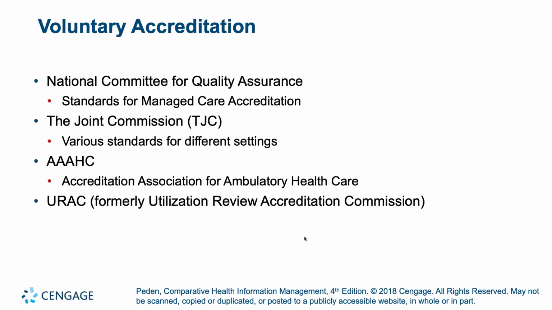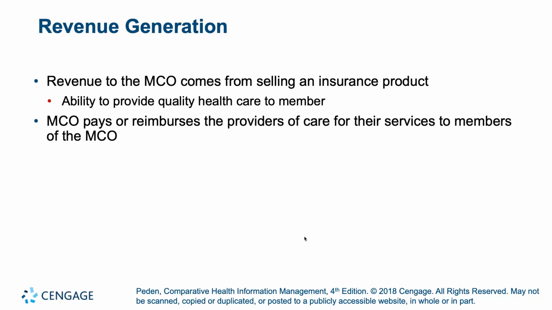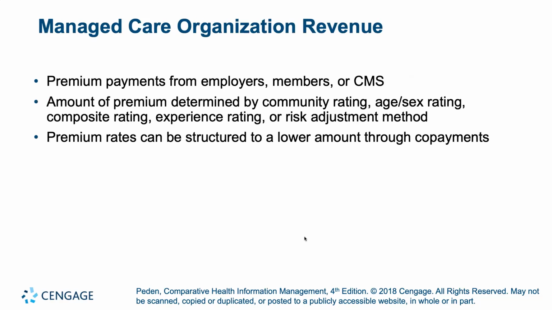And the providers as well, because if you stop and think about it, the providers are given a set amount, and if they provide more health care than that, they may not get reimbursed. So it's a risk situation. So you get the premium payments. The premium is determined by community rating, and of course the risk of each person for what kind of healthcare services they might need. And premium rates can be structured to be a lower amount if the patient is willing to make co-payments for different types of care.